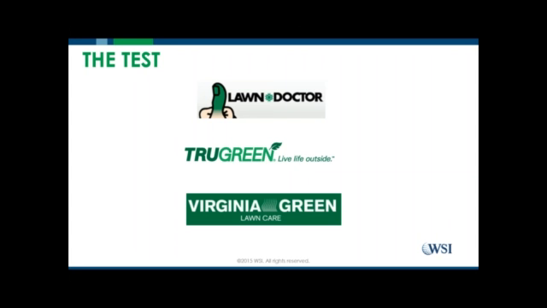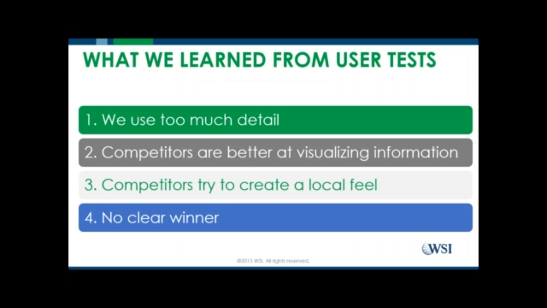And through this process, we did not reveal who we are associated with, so we tried to eliminate any kind of bias that might exist. Next slide. Now, from this testing, here's what we learned. Our competitors communicated a lot more with a lot less information. We were too detailed. Our competitors did a much better job at visualizing the information that they were communicating, which ultimately made it easier to consume.